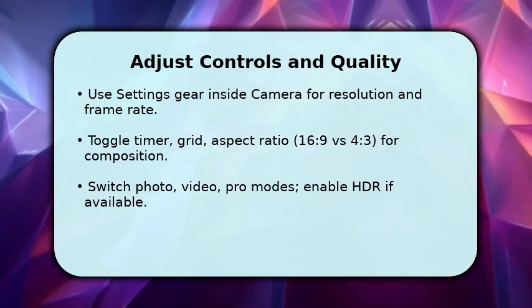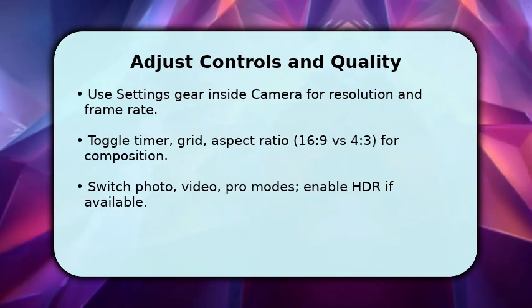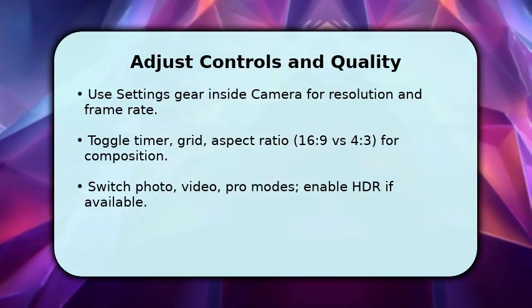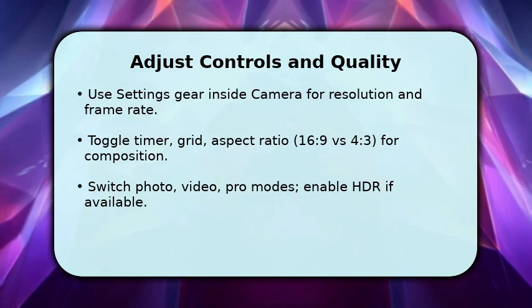Switch between photo, video, and pro modes. Pro gives manual ISO and exposure control when you need it. Make sure HDR or night modes are enabled for tricky lighting to capture clearer images.